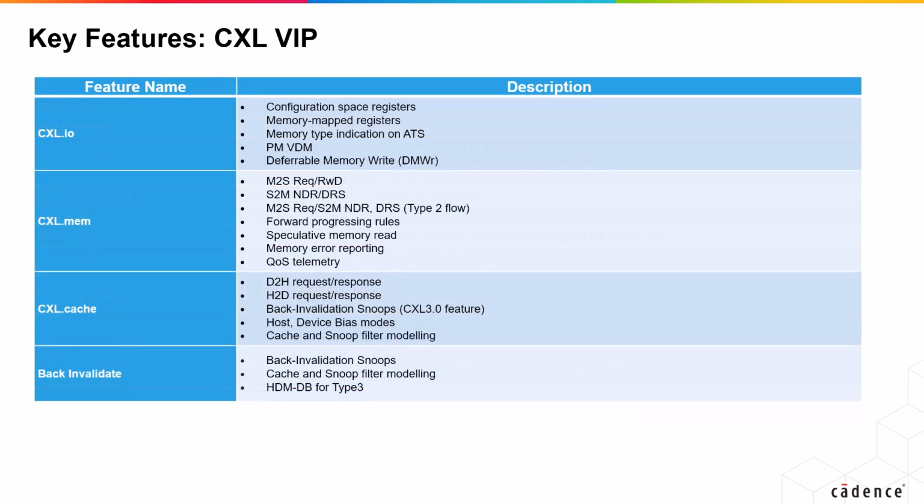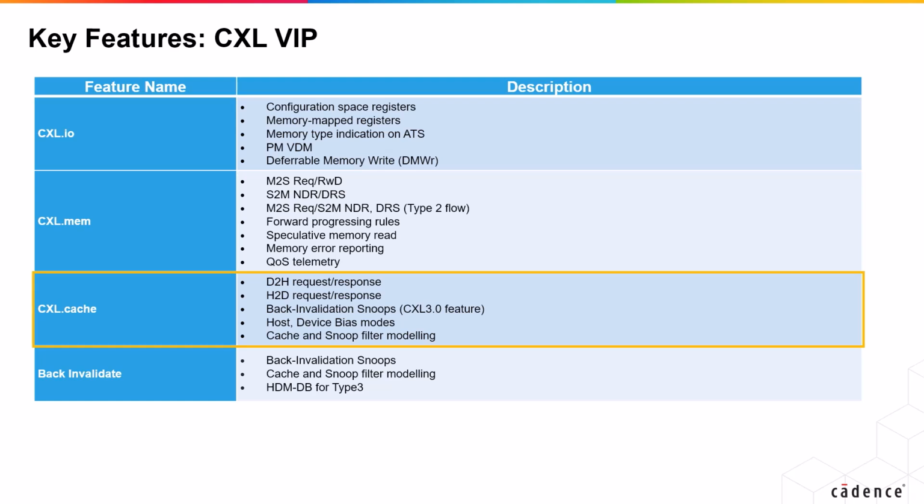This slide is a continuation of the previous slide for additional CXL VIP features of different CXL semantics. The CXL.io semantics includes the following features. These are configuration space registers, memory-mapped registers, memory type indication on ATS, power management vendor-defined messages and deferrable memory write. Similarly, CXL.mem semantics includes the following features. These are M2S Req, RwD, S2M NDR, DRS, Type 2 flow, forward progress rules, speculative memory read, memory error reporting and QoS telemetry.